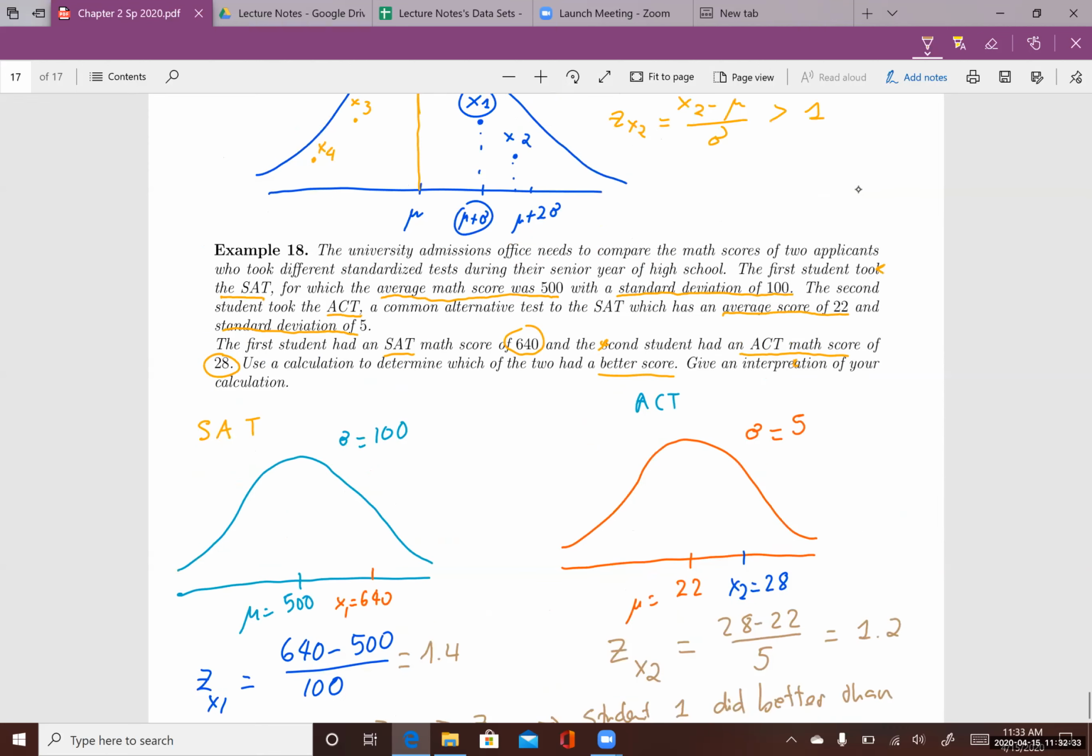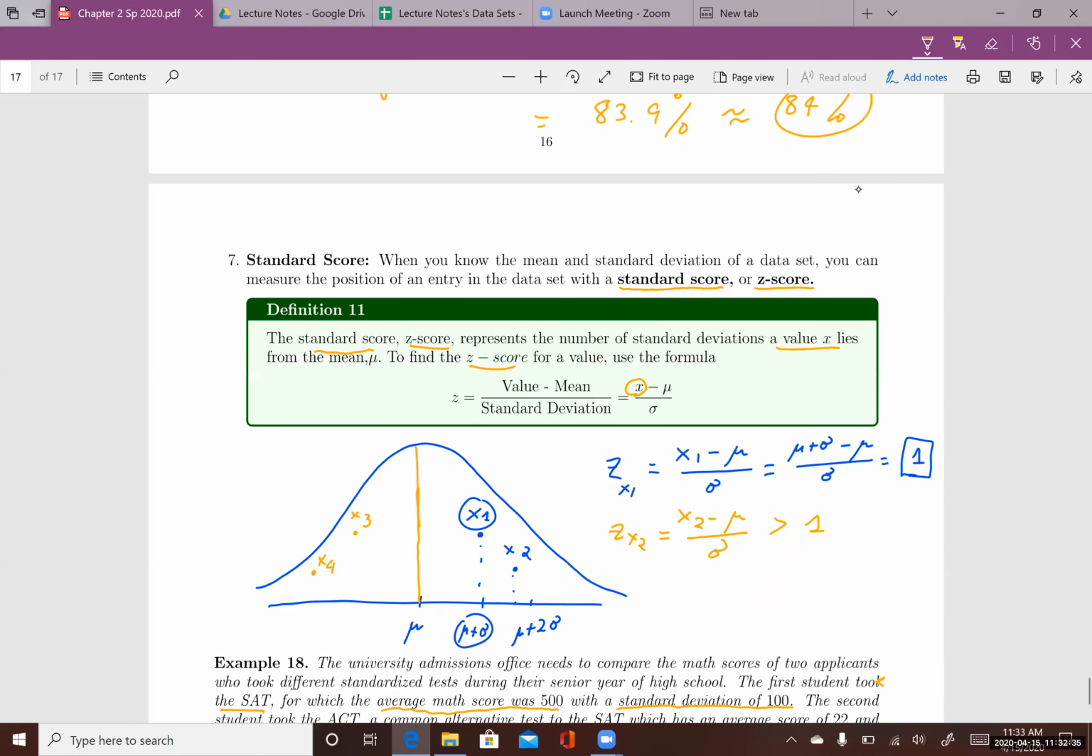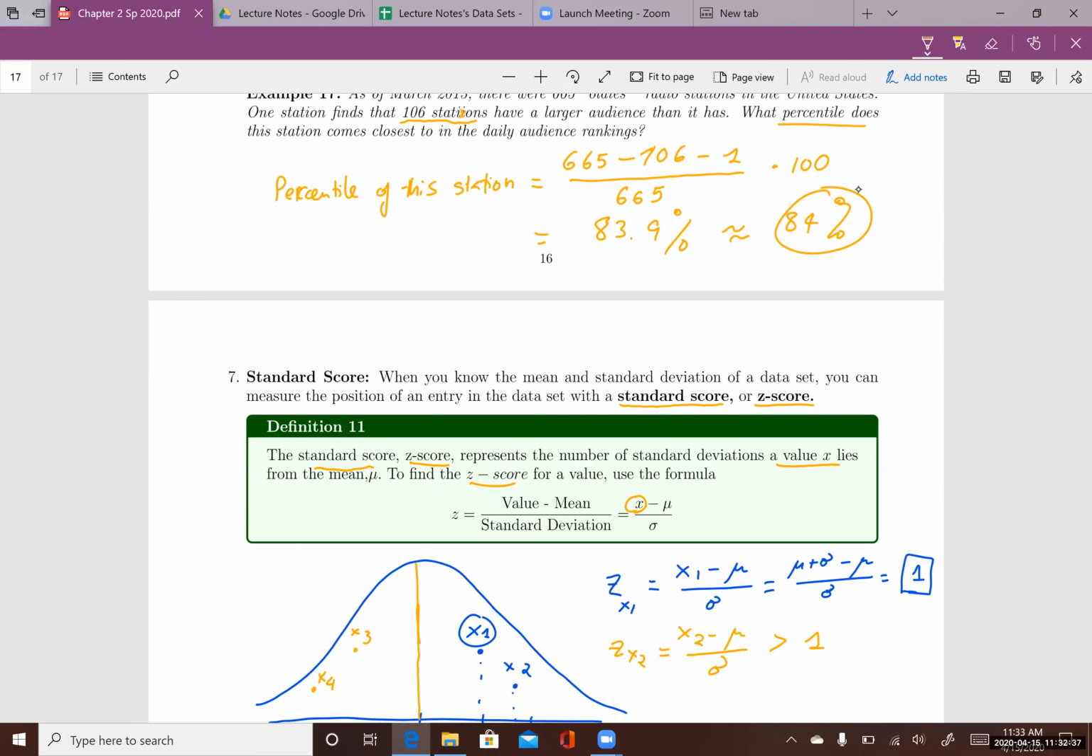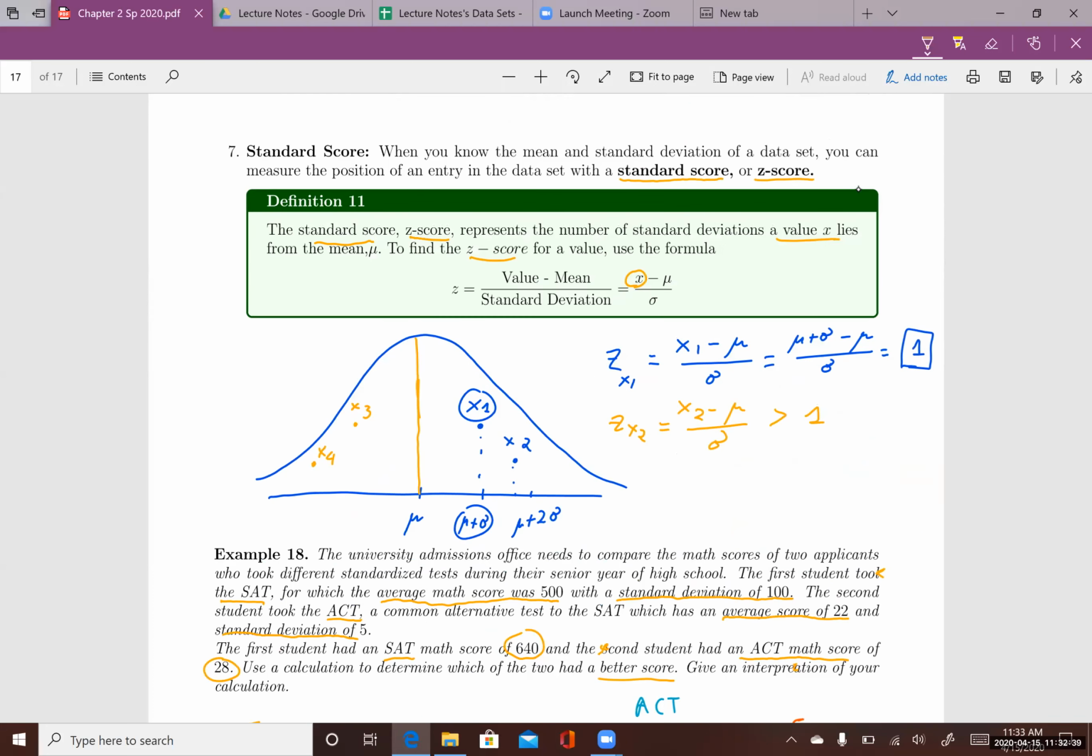So this problem here ends the 5th section of chapter 2. And again, chapter 2 is about descriptive statistics. You learn techniques and methods on how to organize and display your data, and explore your data in terms of the mean, the central tendency, in terms of the variations, and in terms of the positions of your data in the data set.